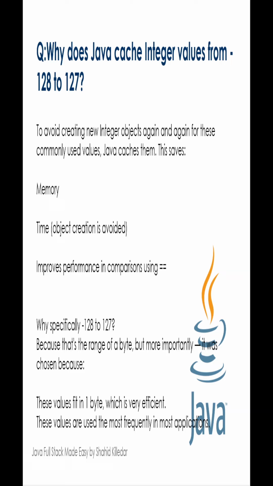So what is the advantage of caching these values? It actually saves the memory, right? And also saves the time. How does it save the memory? If you create an object within the range from -128 to 127, if it is an Integer object, Java does not create the object again because it is already cached. Creating that object takes time, and because Java is not creating the object all the time, it is saving your memory as well as saving the time. So that actually improves the performance as well. So why specifically -128 to 127? Because these are the values which are frequently used.